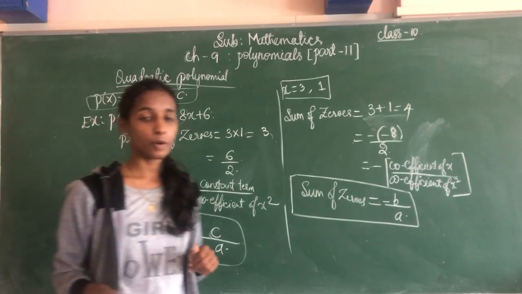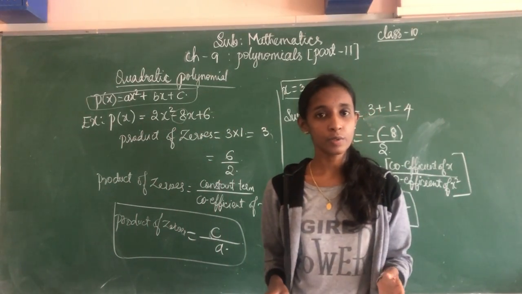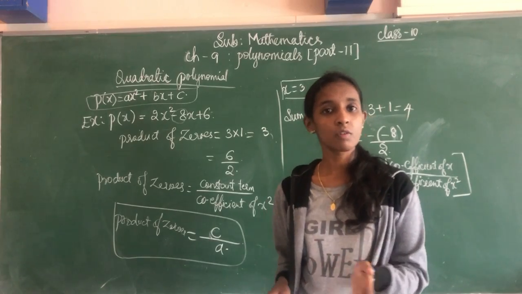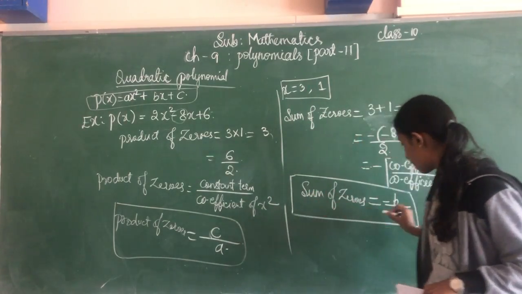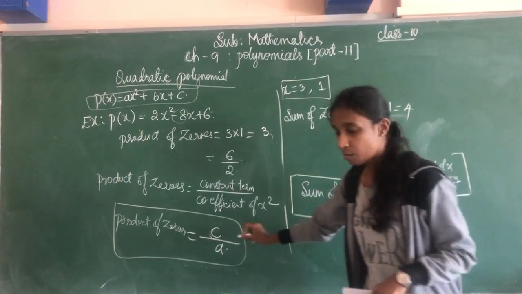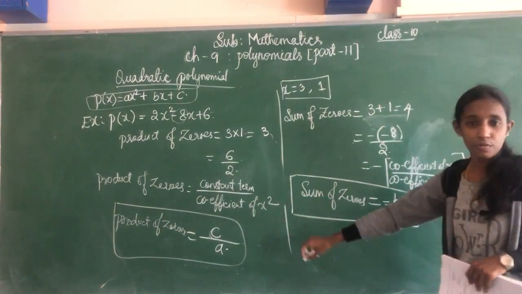Whereas in a linear polynomial you had only one formula, that is ax plus b equal to 0, where x is equal to minus b by a. Here you have two formulas, isn't it? One is minus b by a, the other one is c by a. You have to remember these two formulae.